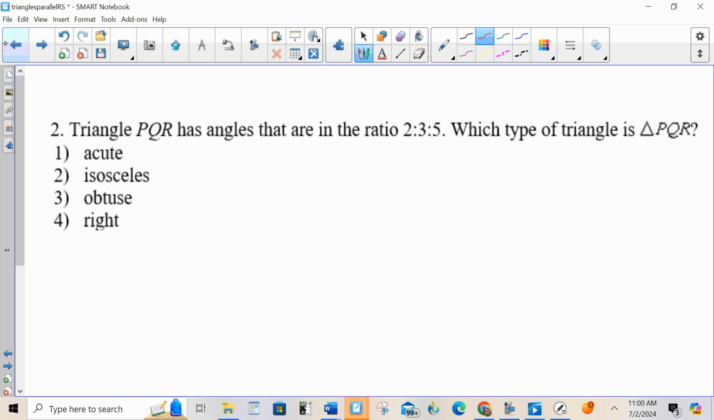Number 2, I'm not going to talk about. Just whenever you have a ratio, make sure you put an x behind each of them. So your expressions are going to be 2x, 3x, and 5x, and from there it's the same thing.